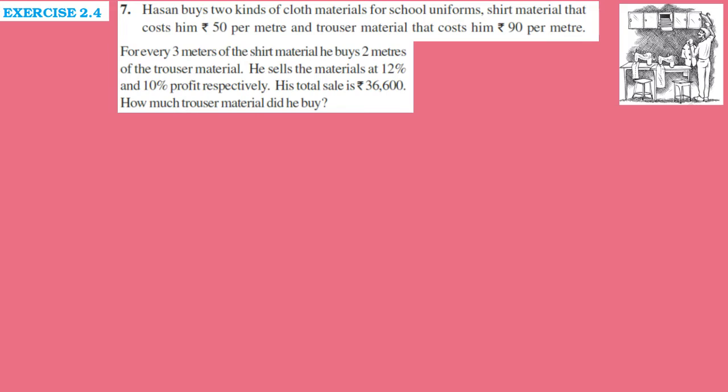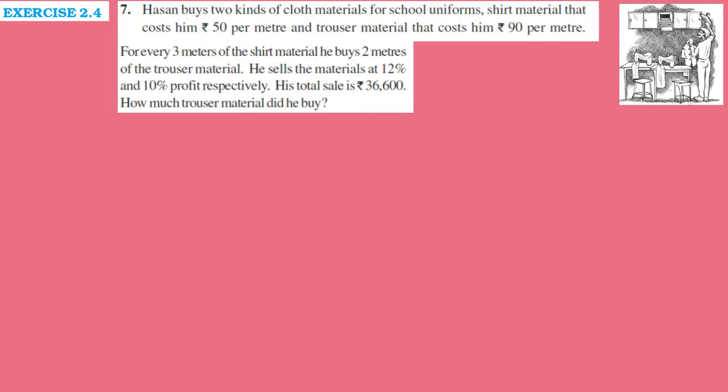Hassan buys two kinds of cloth materials for school uniforms: shirt material that cost him rupees 50 per meter and trouser material that cost him rupees 90 per meter. For every 3 meter of the shirt material, he buys 2 meters of trouser material. He sells the materials at 12% and 10% profit respectively. His total sale is rupees 36,600. How much trouser material did he buy?